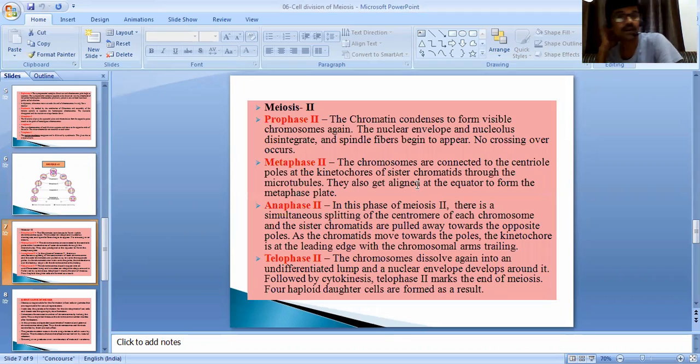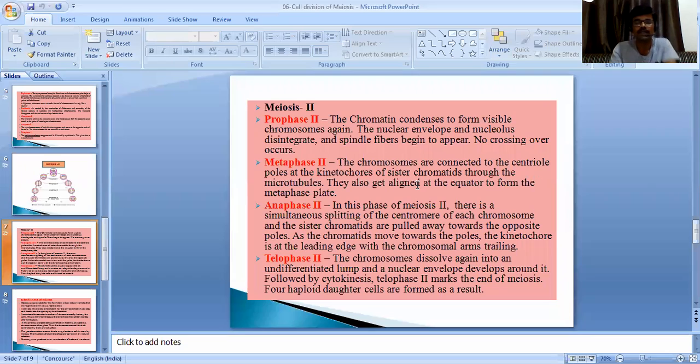Meiosis second. First one is prophase second. The chromatin condenses to form visible chromosomes again. The nuclear envelope and nucleolus disintegrate and spindle fibers begin to appear. No crossing over occurs in prophase second.